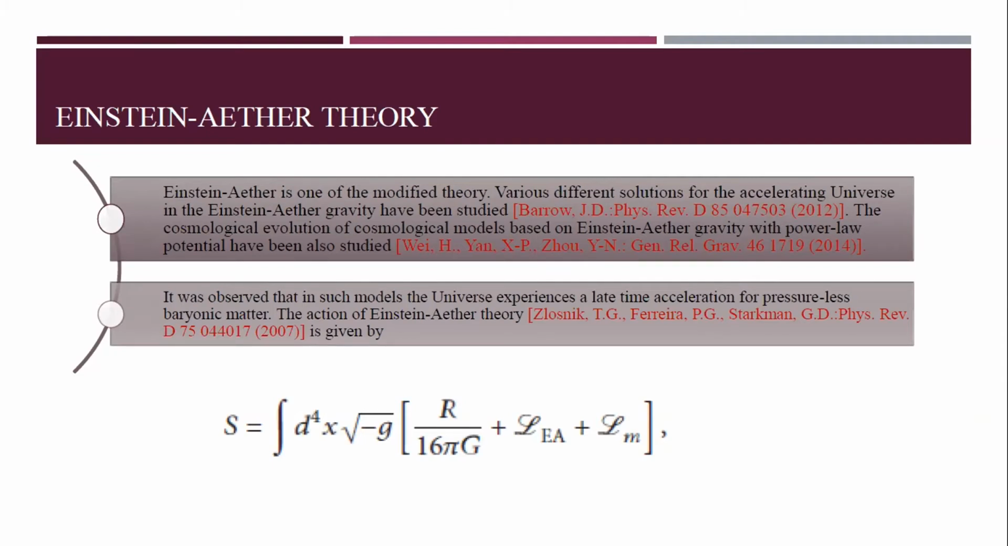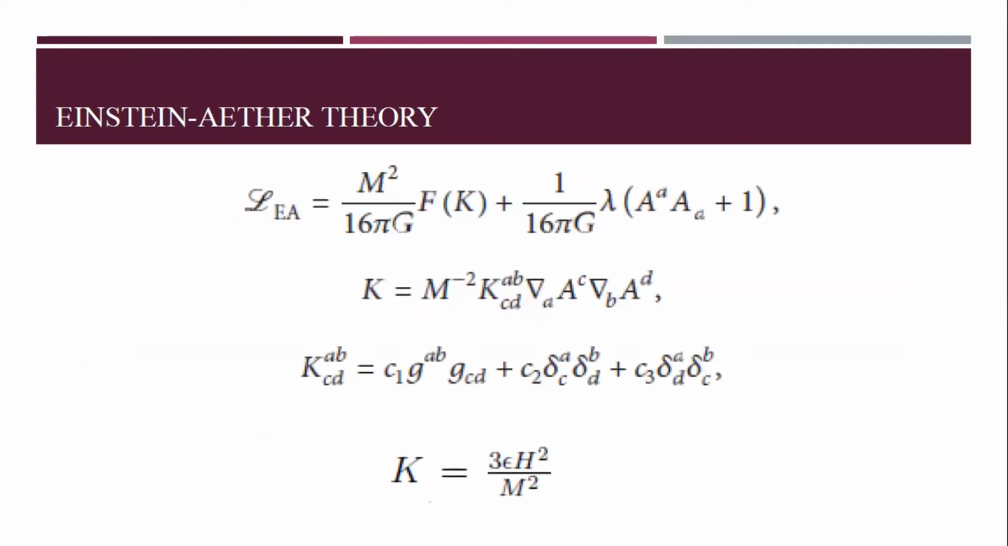The action of Einstein ether theory is given here. Here, Lm represents the matter Lagrangian density, and Le represents the Einstein ether theory Lagrangian density, which depends upon different functions and constant parameters, where K is the basic argument of the Einstein ether theory. K for the FRW metric becomes, in terms of the Hubble parameter, which is a variable, epsilon, and m is constant, H is variable, so K is a variable here. So the total dependence of Einstein ether theory is on a function of K.